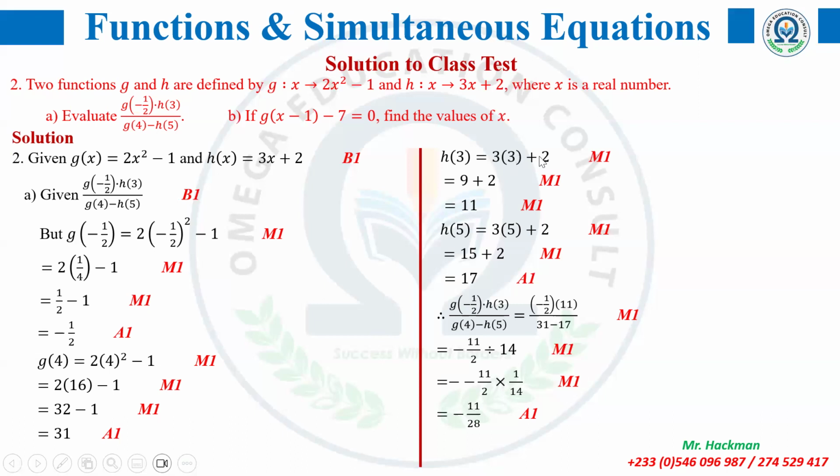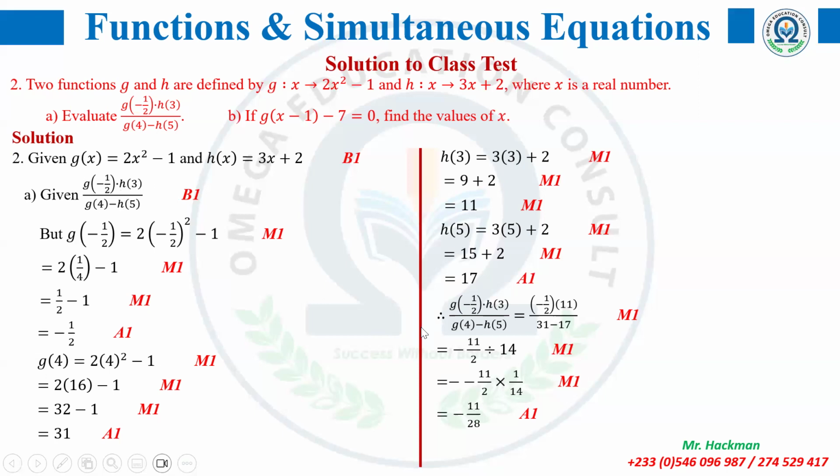And as you move from this step to the next step, you move close to the margin. So it will be this time 9 plus 2, which will give you 11. You do the same for h of 5, and that will give you 17. So now at this point, once you know this, you know this, you know this, and that, we are able to find the whole of this.